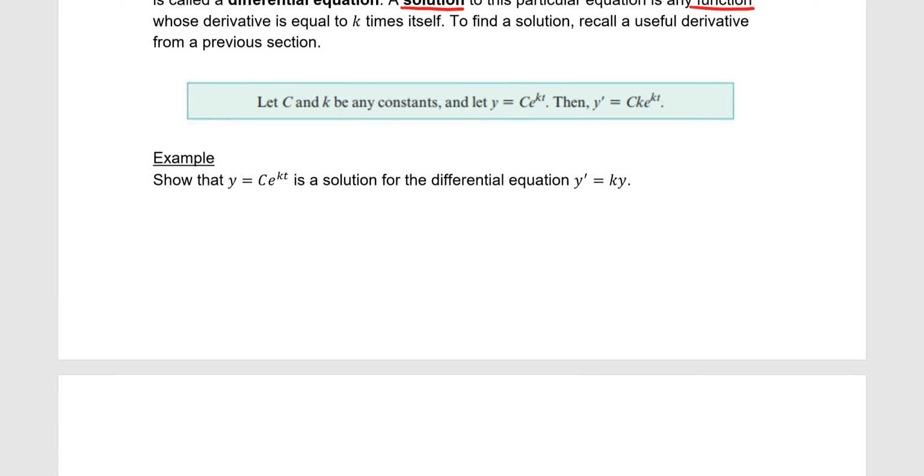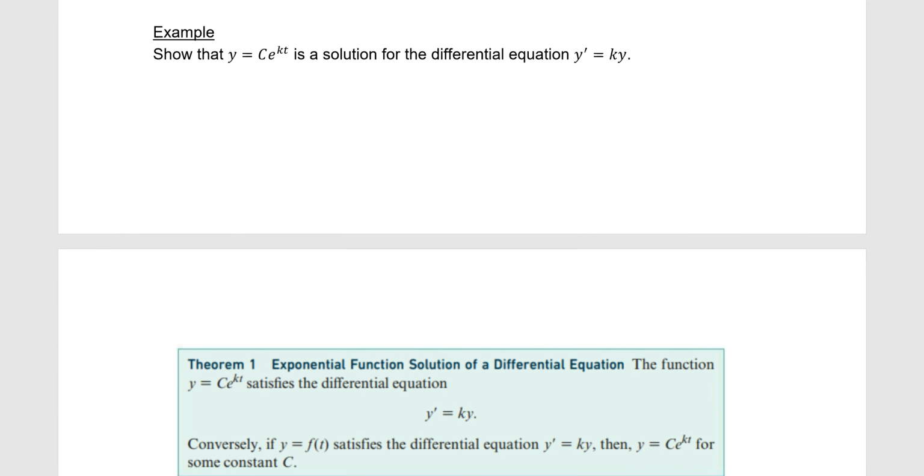Okay, so let's show that y equals c e to the kt is a solution for y prime equals k times y. This is very important. We're going to be coming back to this and using it. y equals c e to the kt is a solution to y prime equals ky. So let's start this off. Let's just rewrite it.